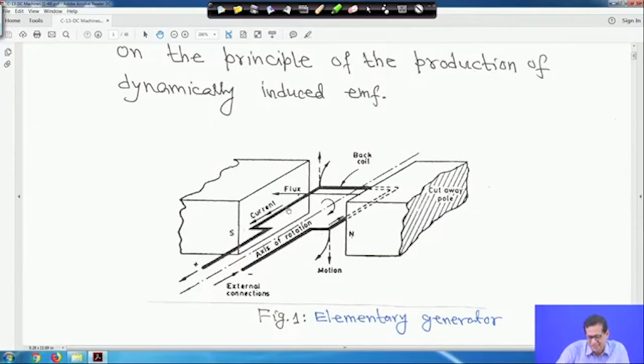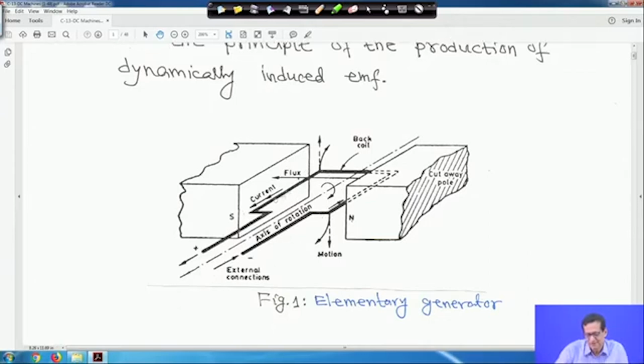Look at this diagram. This is a magnet, with N and S poles, and suppose a coil is revolving in the clockwise direction. This is one side of the coil and this is the other side of the coil; only one turn is shown. Now when the coil is in this position, the flux is moving from N to S and the coil is revolving.